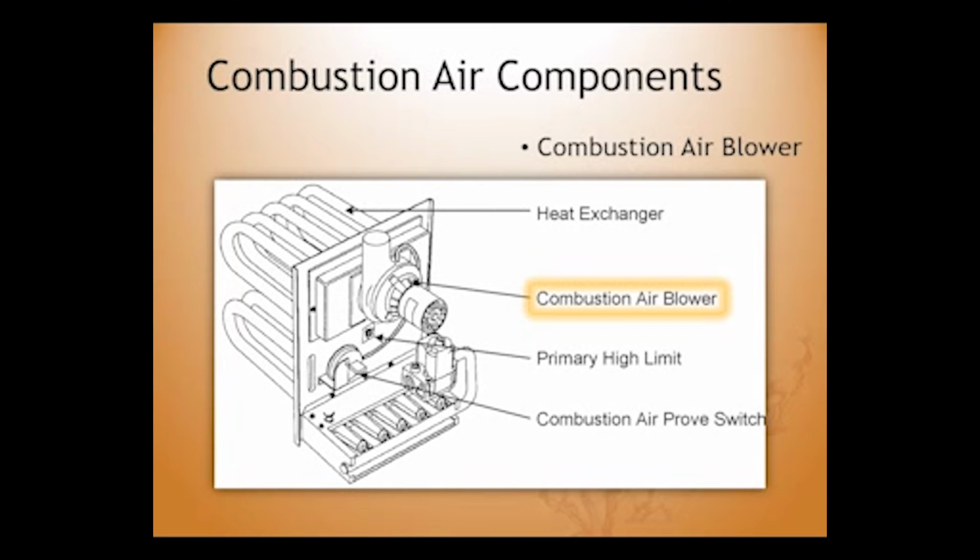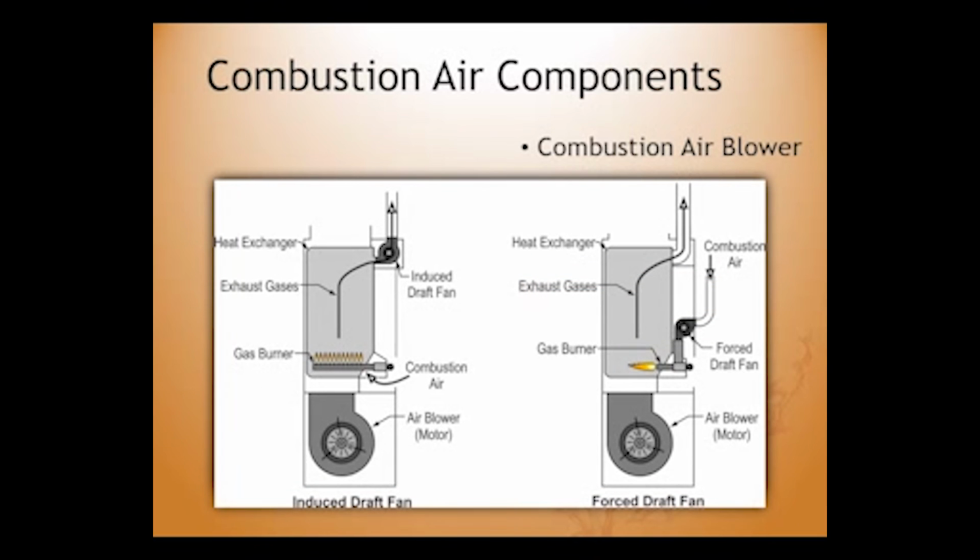Since the heat exchanger design increases the air resistance, convection is no longer adequate in order to exhaust the gases. We need the combustion air blower to draw the combustion air and the gases across the burners and through the heat exchanger. There's two different designs that we can utilize. First, we can have the induced draft fan, which draws exhaust gases out and is found on top of the furnace. Or we can have the forced draft fan, which pushes the combustion air in and is found on the bottom of the furnace.